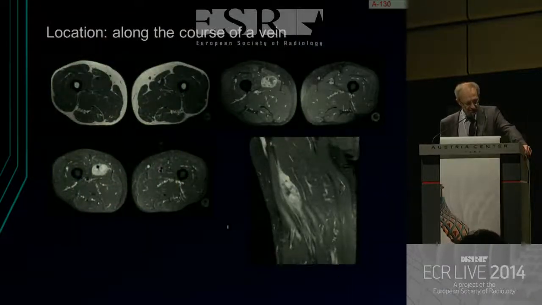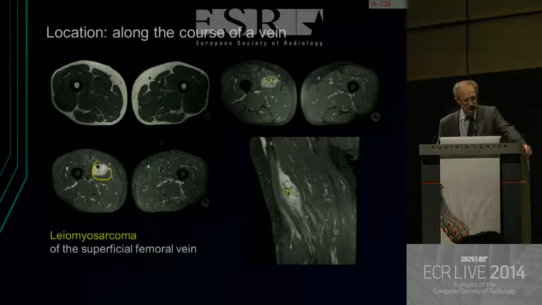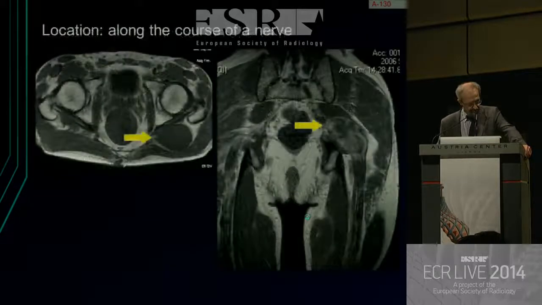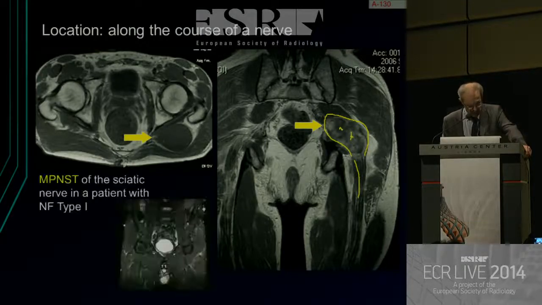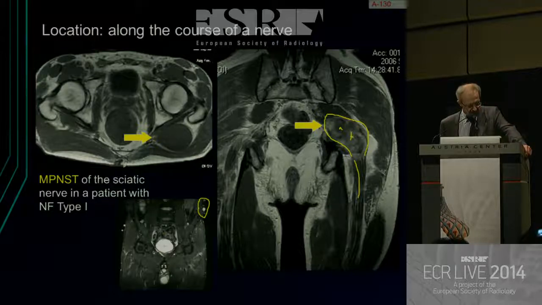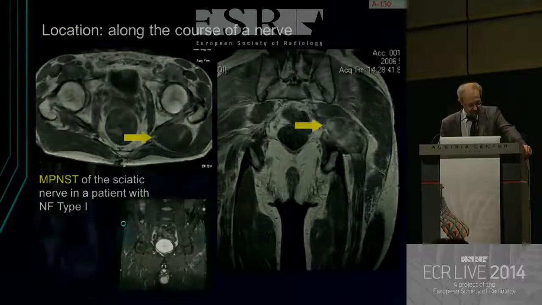The next lesion is a lesion which occurs along the veins. And we see a lesion which is a lot of enhancing. There are a few necrotic areas indicating fast growth. The name of the lesion is a leiomyosarcoma, just by location. When you see a lesion along the course of a nerve, here the sciatic nerve, a large lesion enhancing and necrotic areas, you should think of a malignant peripheral nerve sheath tumor in the sciatic nerve. And when we look on T2, this patient is well known with neurofibromatosis type 1.